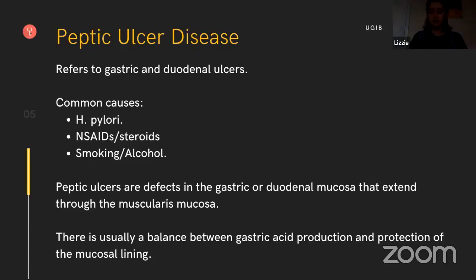Briefly, peptic ulcer is a defect in the mucosal layer of your GI system. Usually there's a good balance between gastric acid production and protection of the mucosal lining, but causes such as H. pylori, drugs, alcohol can disrupt this balance and put your mucosa at a higher risk of being impeached and damage occurring.